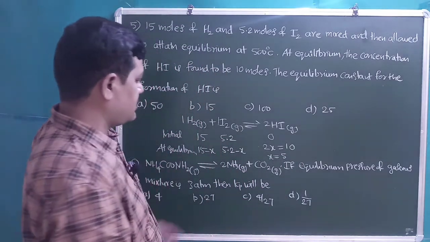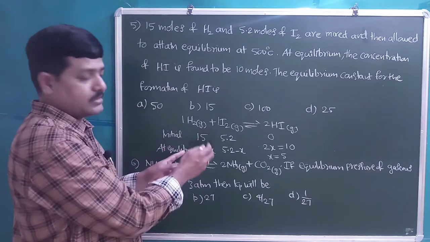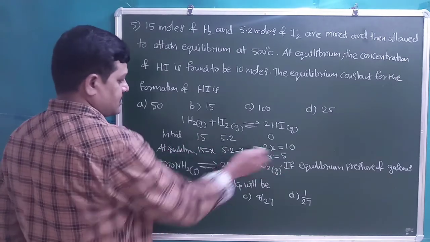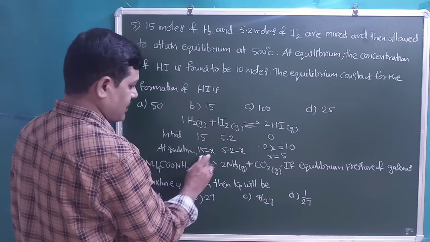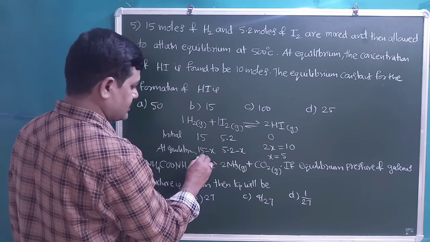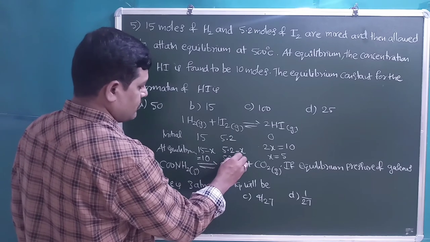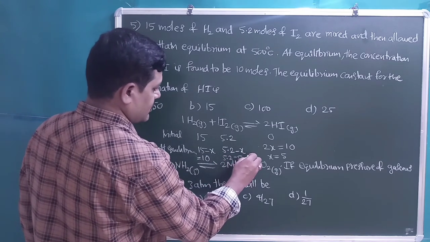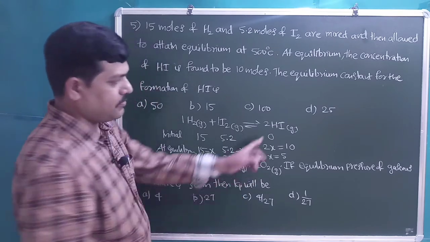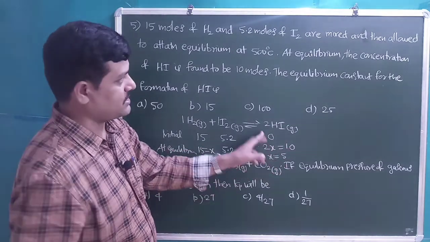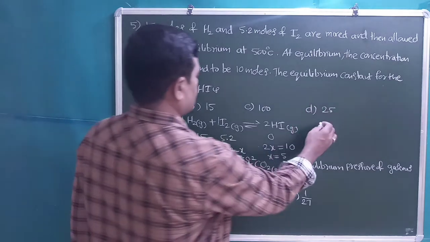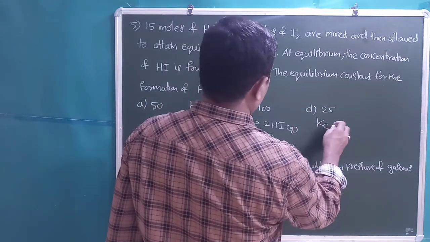Let us find out the equilibrium moles, by substituting X is equal to 5 here. So for H2, 15 minus 5, which is equal to 10 moles. For I2, 5.2 minus 5, which is equal to 0.2, and for HI it is 2X, that is 10 moles present, right? So let us find out the equilibrium constant Kc now.